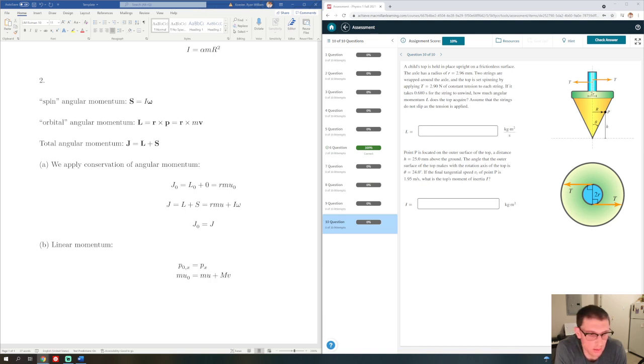Okay, this is a little rusty for me, but I think this is the rotational analog of the impulse-momentum theorem, right? Where, let's see here.